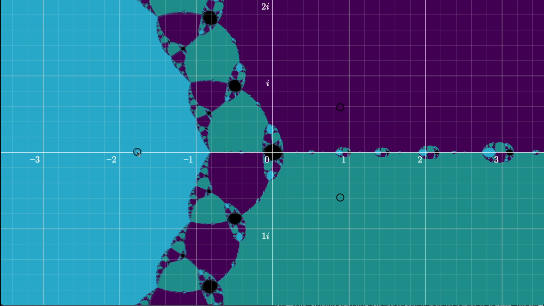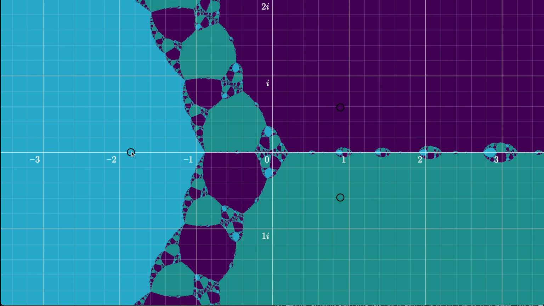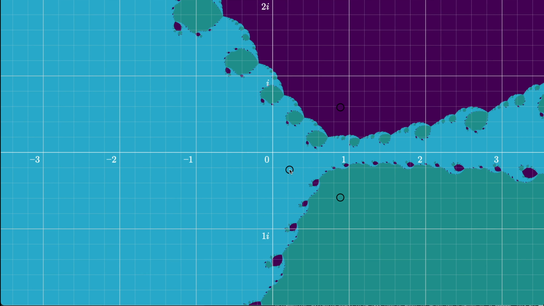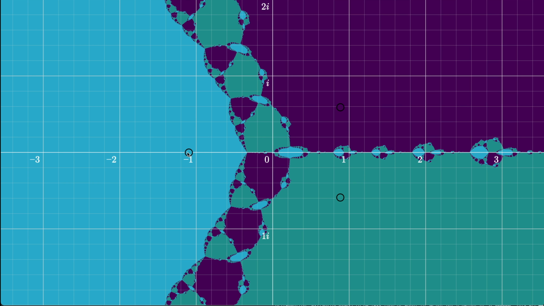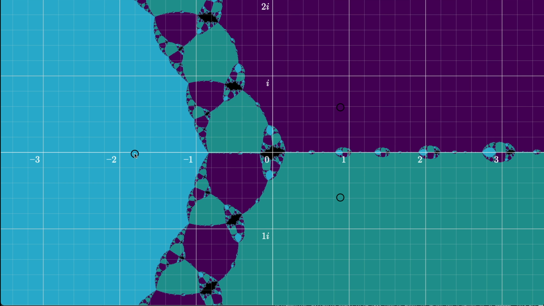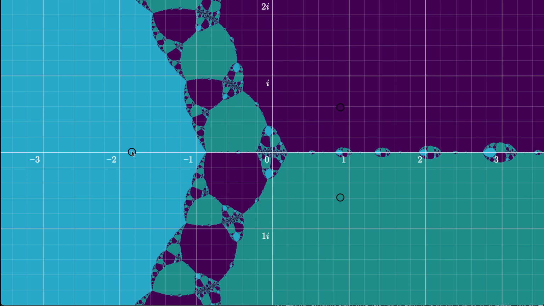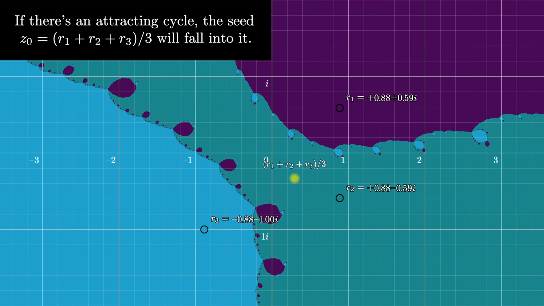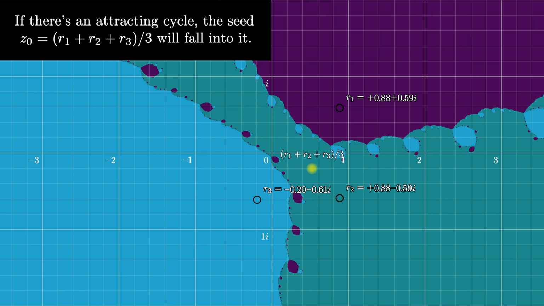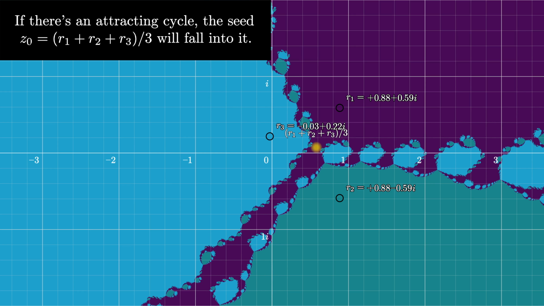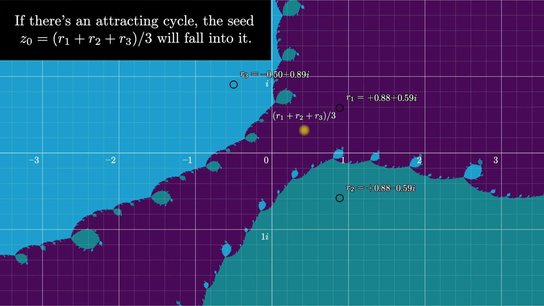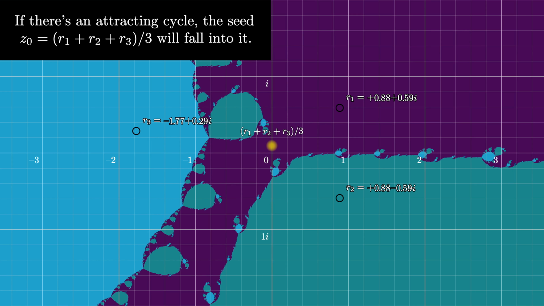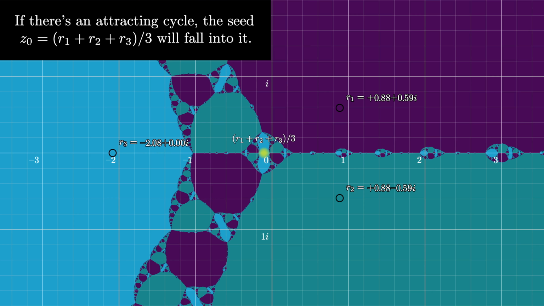Now what I want is some kind of way to visualize every possible cubic polynomial at once with a single image in a way that shows which ones have attracting cycles. Luckily, it turns out that there is a really simple way to test whether or not one of these polynomials has an attracting cycle. All you have to do is look at the seed value which sits at the average of the 3 roots, this center of mass here. Turns out, and this is not at all obvious, if there's an attracting cycle, you can guarantee that this seed value will fall into that attracting cycle. In other words, if there are any black points, this will be one of them.